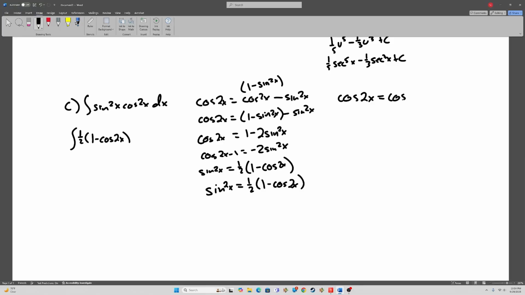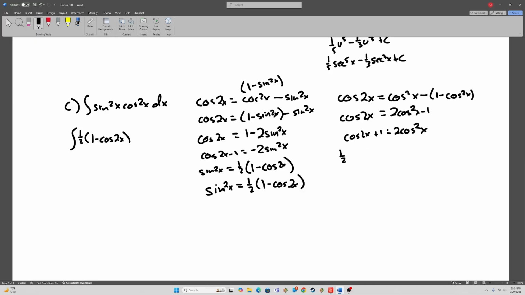So we have cosine squared x minus 1 minus cosine squared x. Well, that's equal to 2 cosine squared x minus 1. All right, so that's cosine of 2x. Add 1: cosine of 2x plus 1 is equal to 2 cosine squared of x. And then divide by 2.